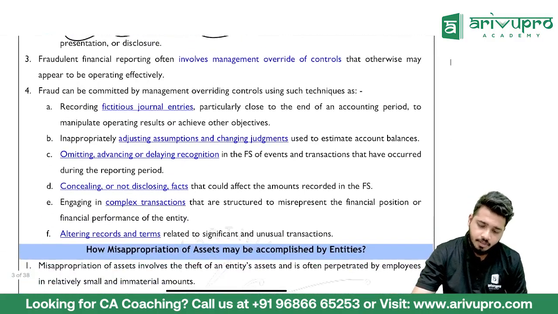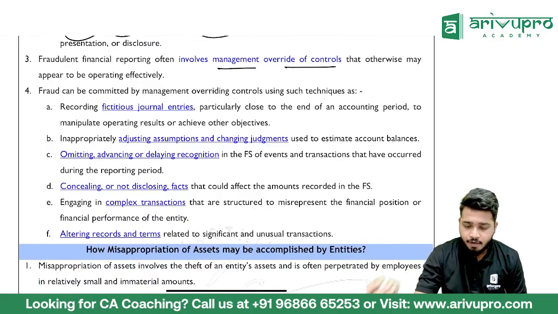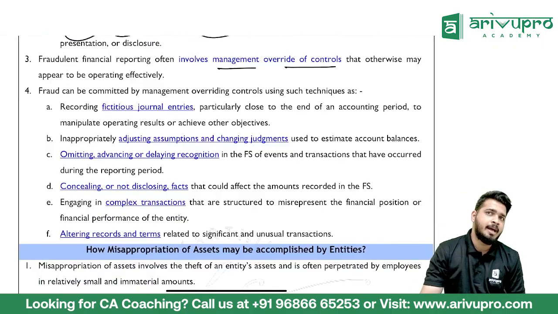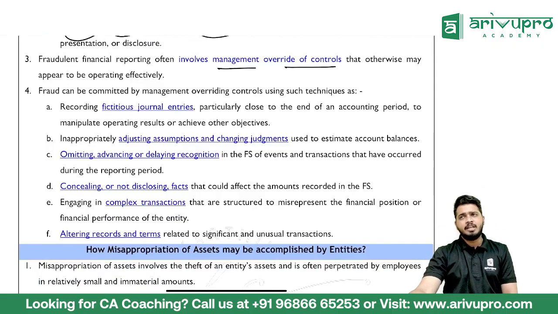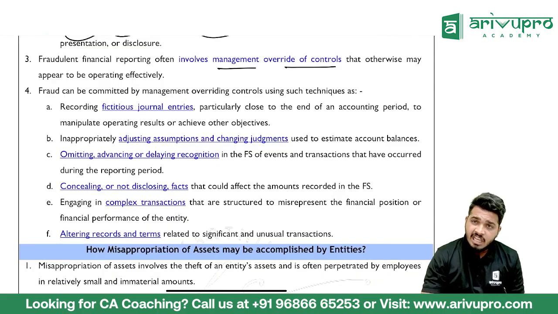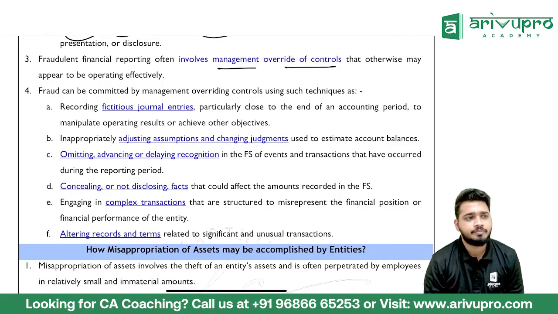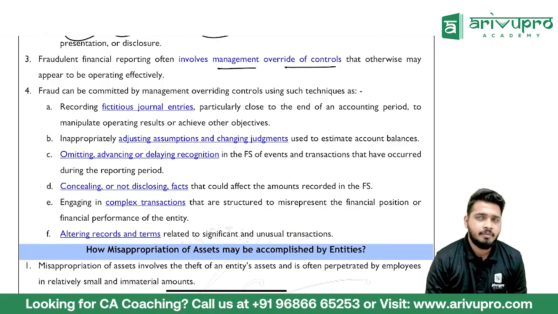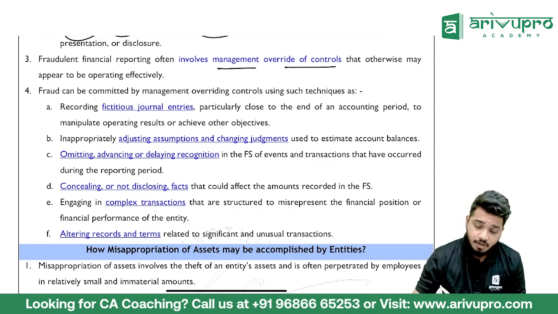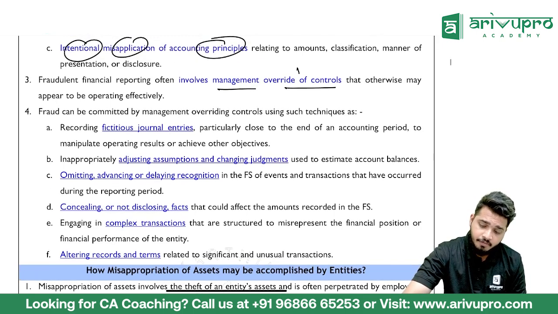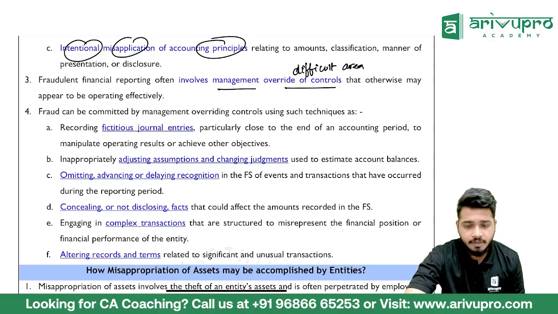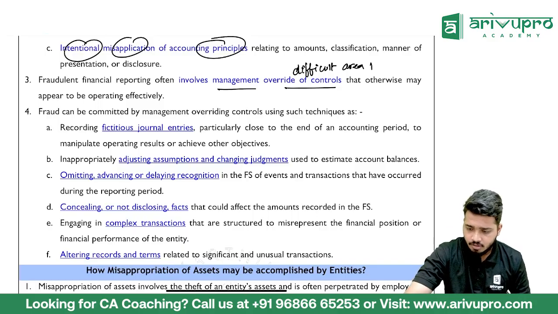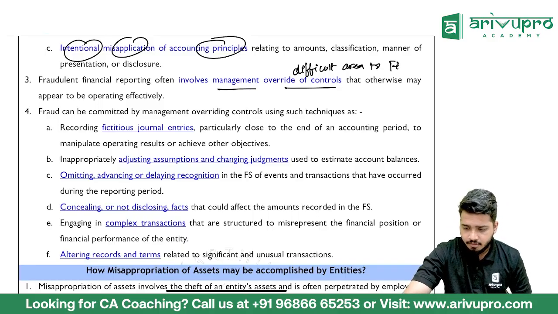All right. It involves management override of controls as well. Now, what do you mean by management override of controls? You have put one internal control system, and you're only breaching that control. Because of that, obviously, reporting will go wrong. Clear? So this is one of the difficult areas to find frauds.